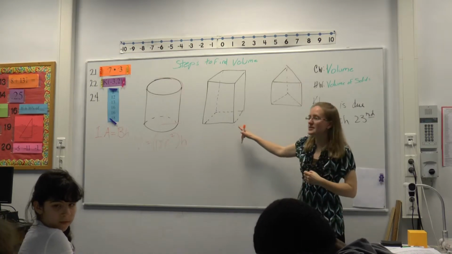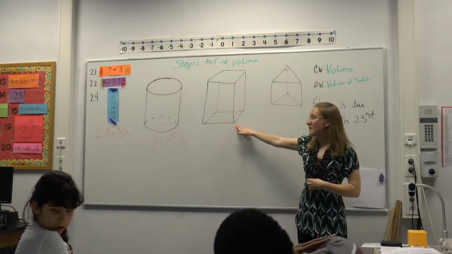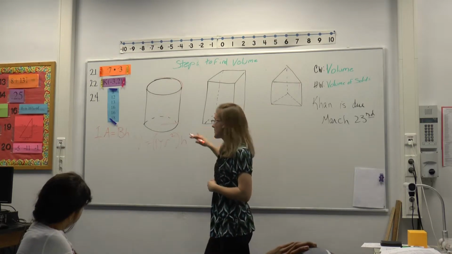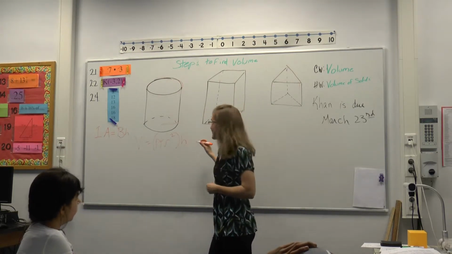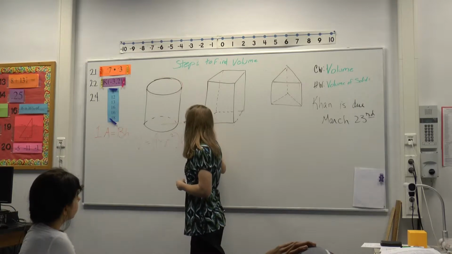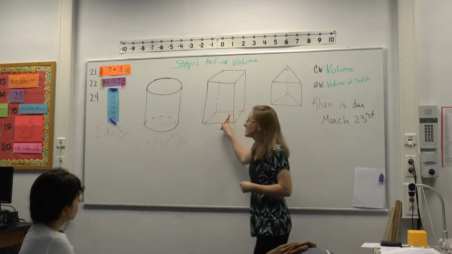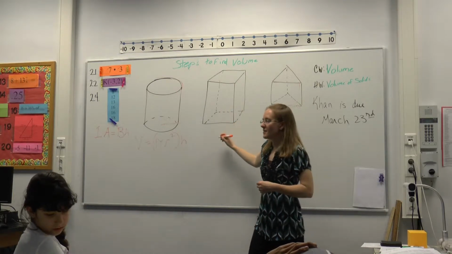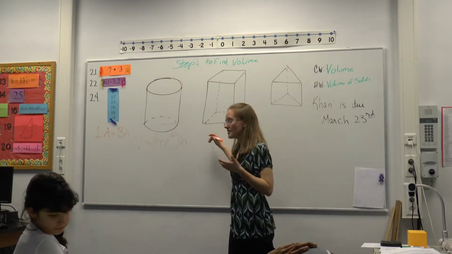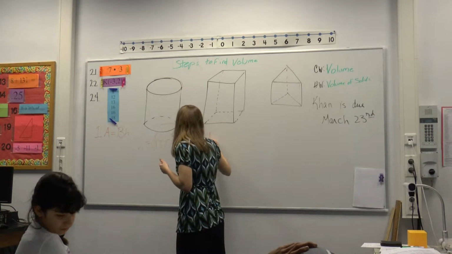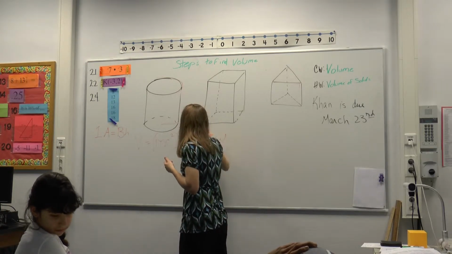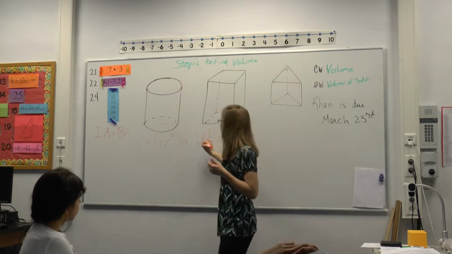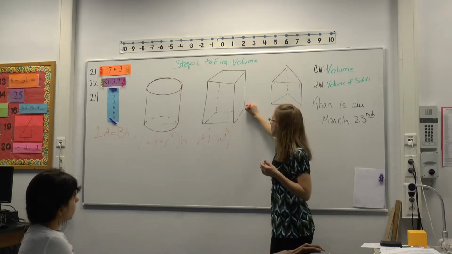What is the shape of the base of this figure? A square or maybe a rectangle? We're not sure yet, it's not labeled. What is the formula for the area of the base? Base times height, or maybe length times width? I'm going to say length times width right now. Then to make it a volume, all you have to do is multiply it by the height.